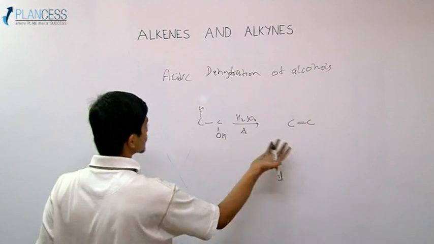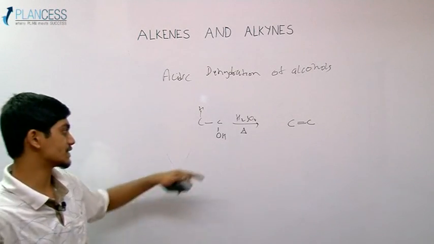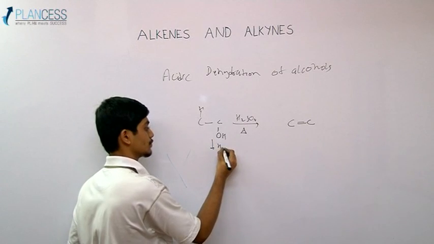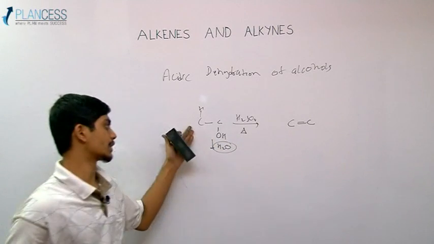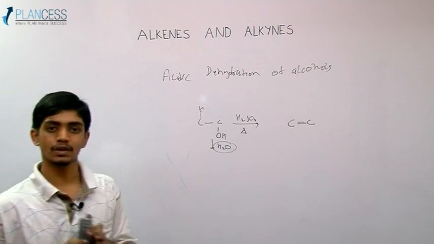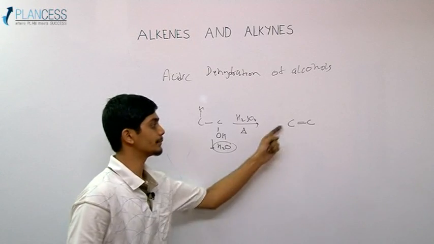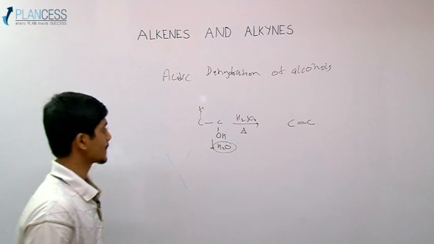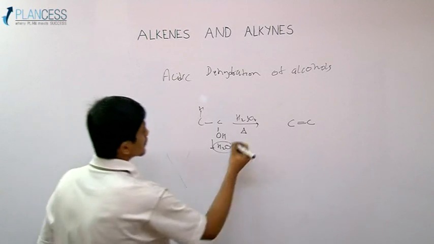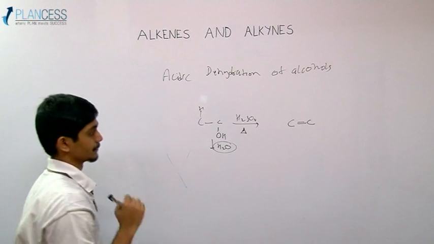The reaction is quite simple. You have just the elimination of H2O molecules. If you compare the molecular formula of these two, you will observe that if you eliminate H2O from here, you get an alkene. Fine. Now, mechanism.